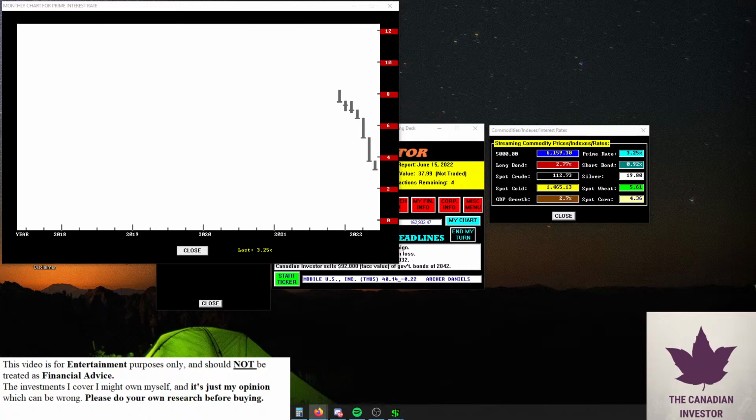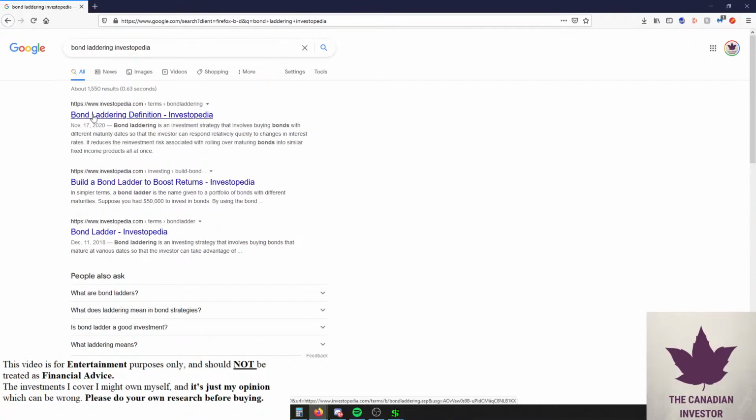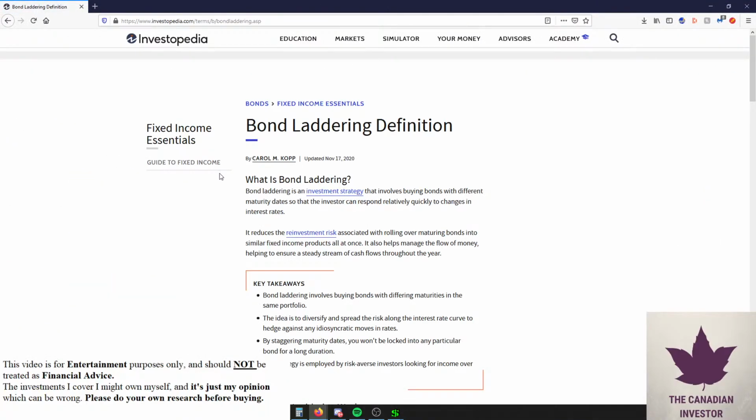So if I look at it on Investopedia, for example, this is one of my favorite strategies for bond management. It's called bond laddering. Bond laddering is an investment strategy that involves bonds with different maturity dates, so the investor can relatively quickly adjust to interest rates. So basically, you're buying a 30-year bond, a 5-year bond, a 1-year bond, a 2-year bond, and you're just spreading across your interest rate risk.